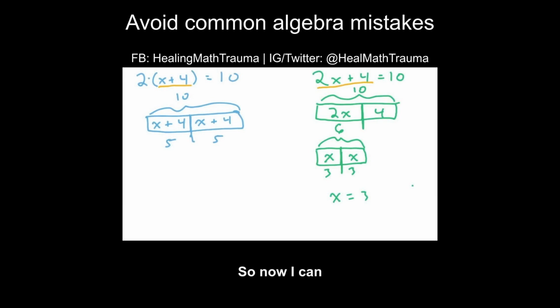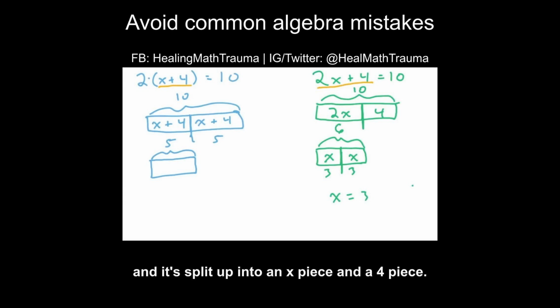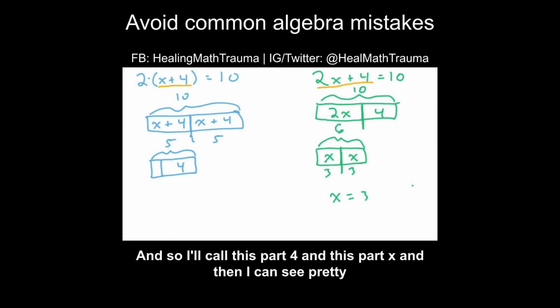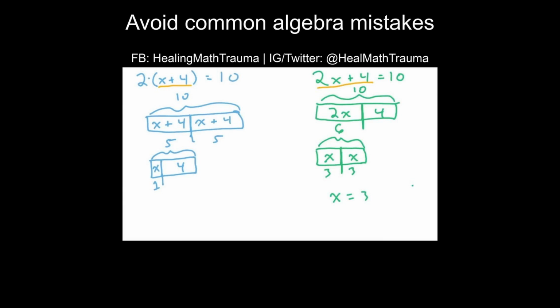So now I can write another tape diagram where I can say now the whole thing is 5 and it's split up into an x piece and a 4 piece. And so I'll call this part 4 and this part x. And then I can see pretty clearly that that x is going to have to be 1, so that the whole part right here adds up to 5. So here x equals 1.